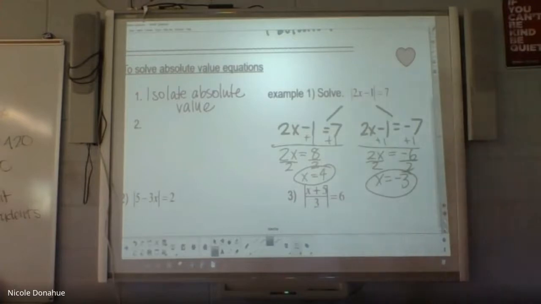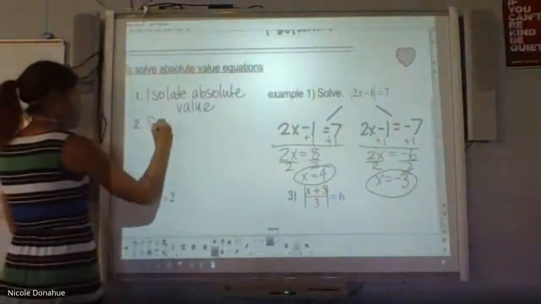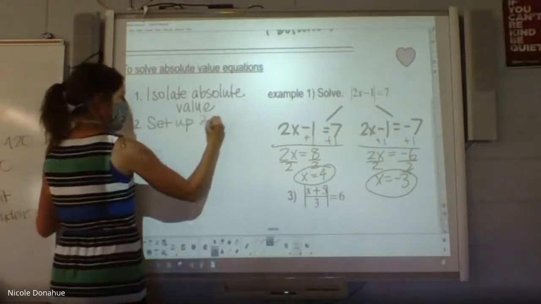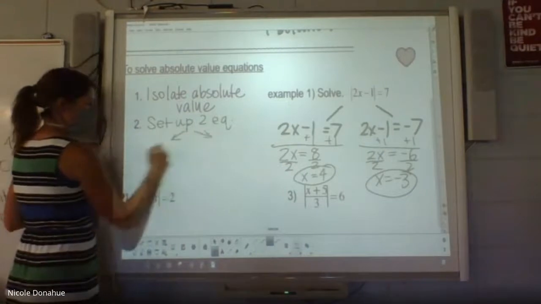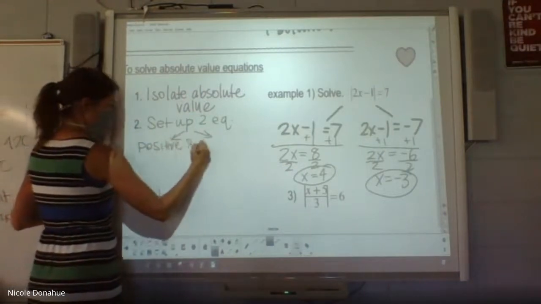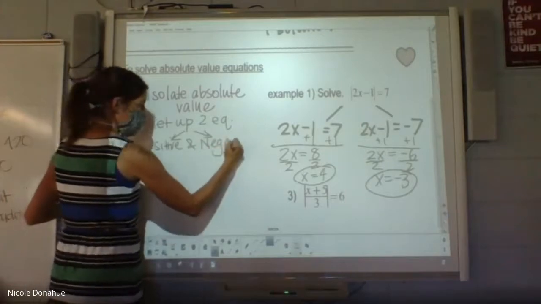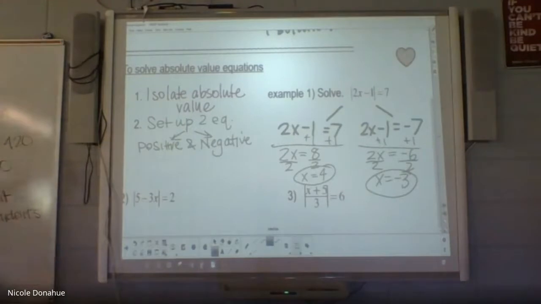So we're going to set up a positive version and a negative version. And notice we didn't change anything that was underneath the heart. We just said either it could be 7 or -7. We didn't worry about anything underneath the heart until we started solving.